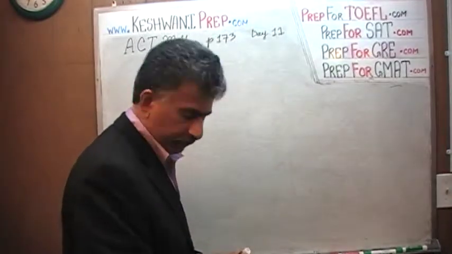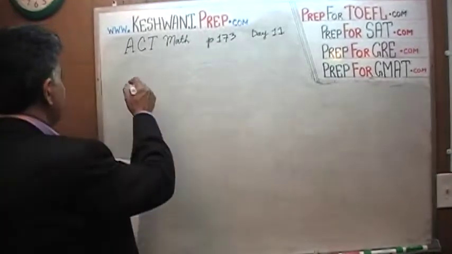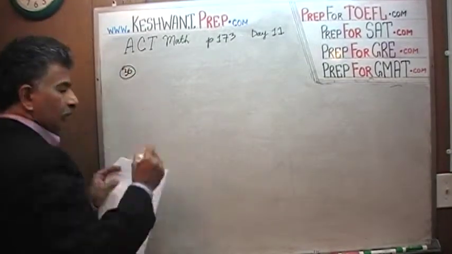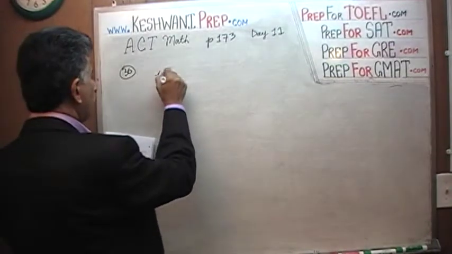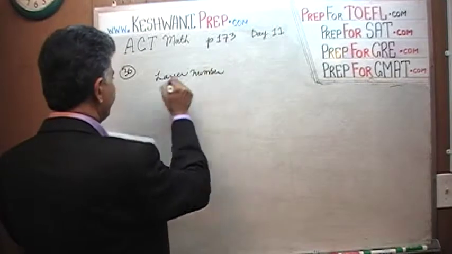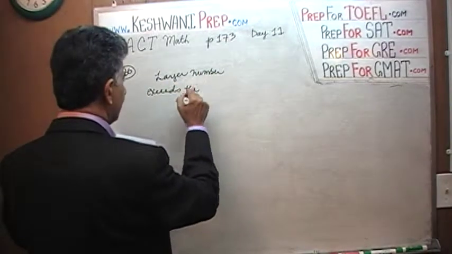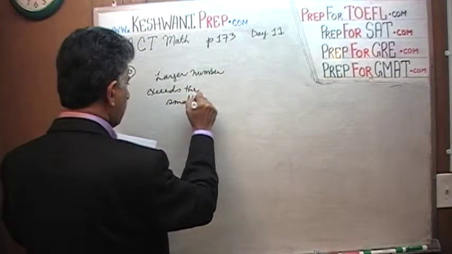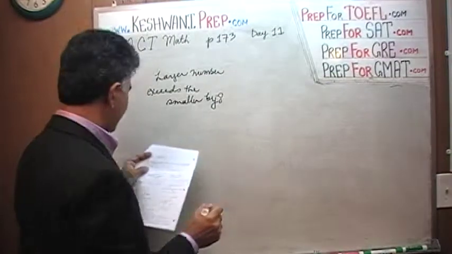The very first problem on page 173 is number 36. In number 36 we are given two bits of information. First we are told that the larger number exceeds the smaller by 8. That's the first part we are told.